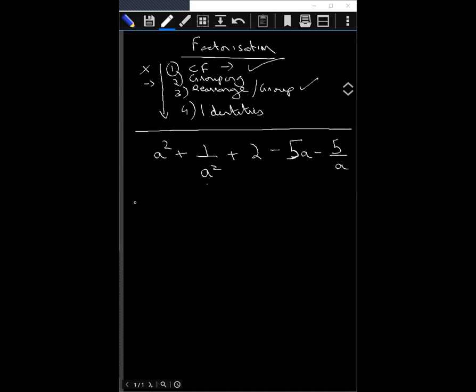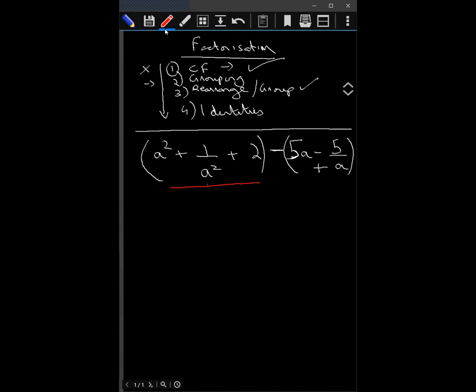Sarah, let's solve this. Yes, sir. If I group the first 3 terms and the second 2 terms, do this? What do I do? As soon as I see that's a minus outside, what do I do over here? We change the sign in the bracket. It will become plus. Right. Now, what do I do with this? We have a squared plus 1 upon a squared plus 2. What do I do with this?